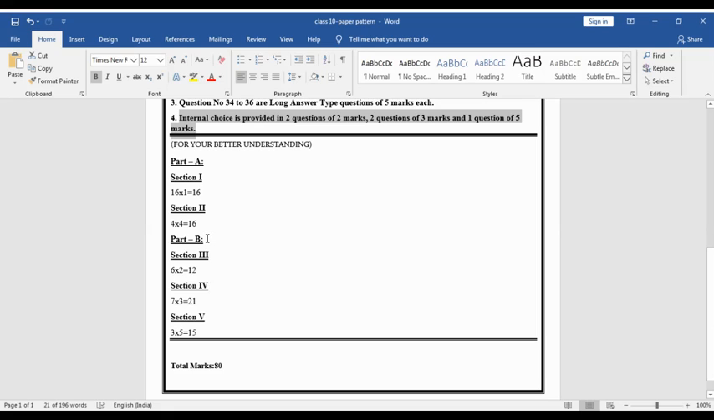Then come to your Part B. Part B will contain 2 marks, 3 marks, and 5 marks. You will have 6 questions in 2 marks, 7 questions in 3 marks, and only 3 questions in 5 marks. So remember these internal choices. You will have internal choice in 2 questions over here, and internal choice in another 2 questions over here. And here, you have only three 5-markers, but in these three 5-markers, they are going to give you internal choice in one question, as mentioned here. So there's a total of 80 marks.